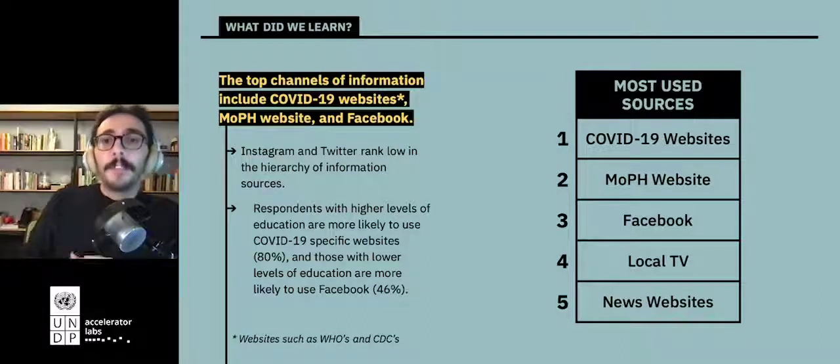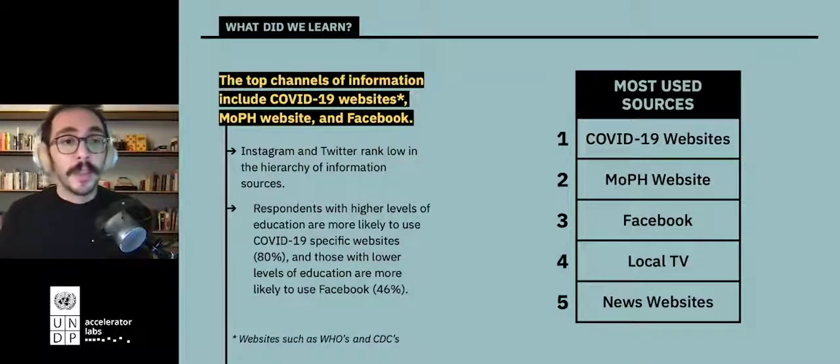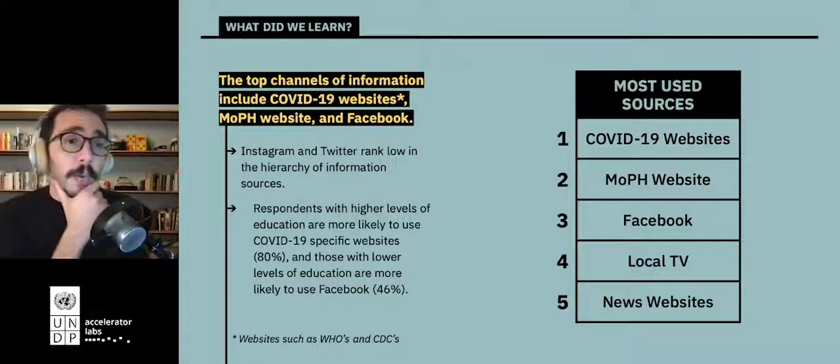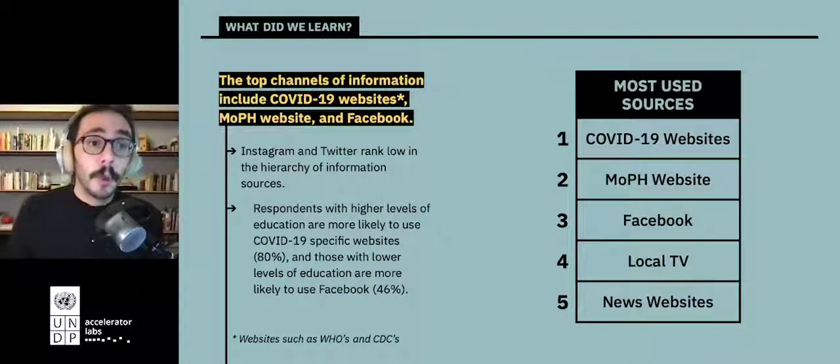The top sources of information people rely on include COVID-19 specific websites such as WHO and the CDC, the Ministry of Public Health website, Facebook, television, and news websites. And similar to the results of Survey 1, Instagram and Twitter rank low in the hierarchy of information sources. We've also found that respondents with higher levels of education are more likely to use COVID-19 specific websites, and those with a lower level of education are more likely to use Facebook.